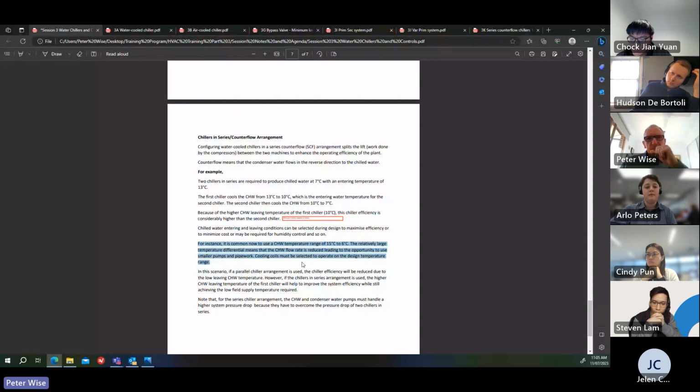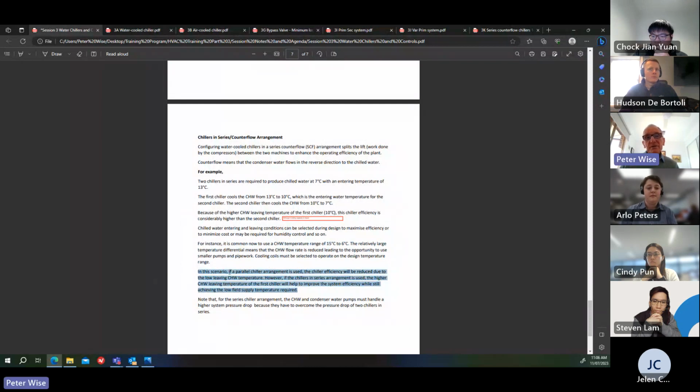So with a larger temperature difference, your pumps and pipes are smaller, but the coils may be bigger because you may need a bigger heat transfer area to get the same effect. So just be aware of that. There may be some additional cost in the coils.